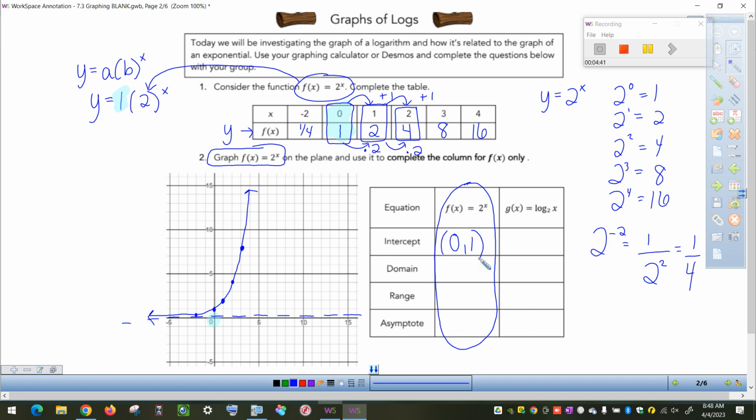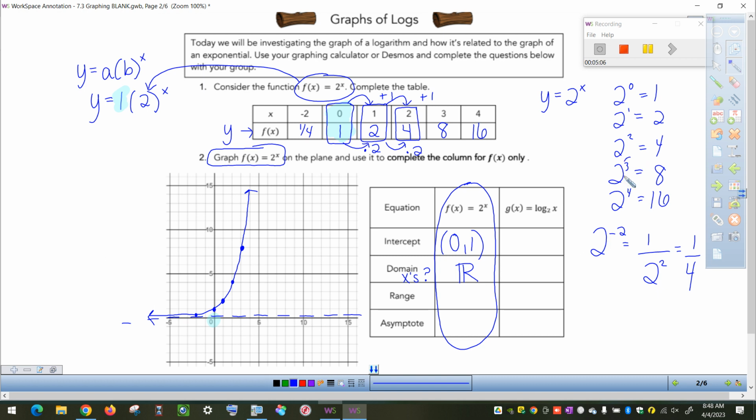Remember, our domain is asking what are the x's that are used in this graph, and we said it was all real numbers. All of the x's are represented here on the graph. Another way to think about domain is what type of x values can you plug into the equation? You could plug any x value in.